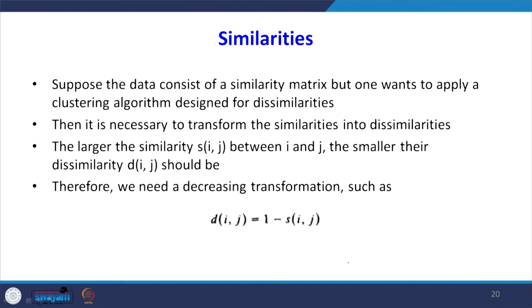Suppose the data consists of a similarity matrix, but one wants to apply a clustering algorithm designed for dissimilarities, then it is necessary to transform the similarities into dissimilarities. The larger the similarity S of i comma j between i and j, the smaller their dissimilarity d of i comma j should be. Therefore, we need a decreasing transformation. This is a very important result. So, what it says is that if we want to know the dissimilarity between two objects i comma j, that is nothing but 1 minus the similarity between i comma j.